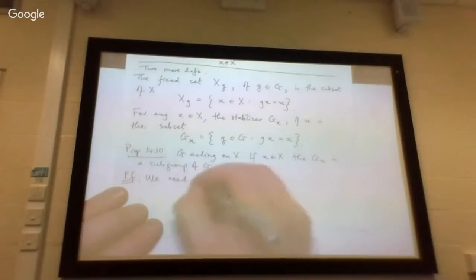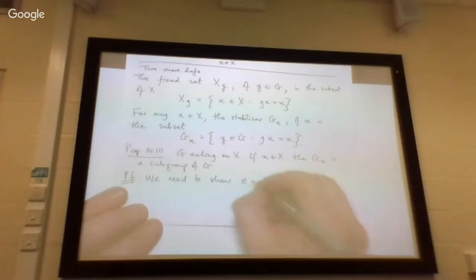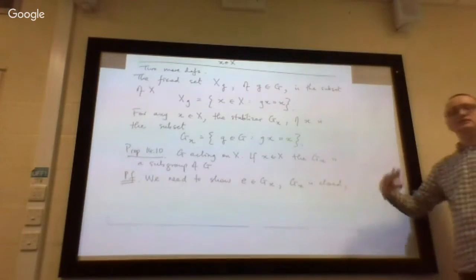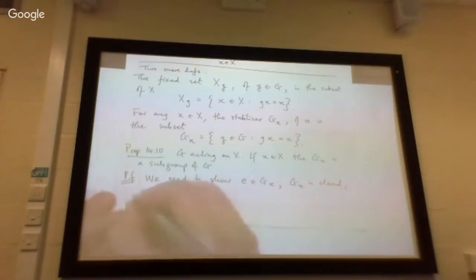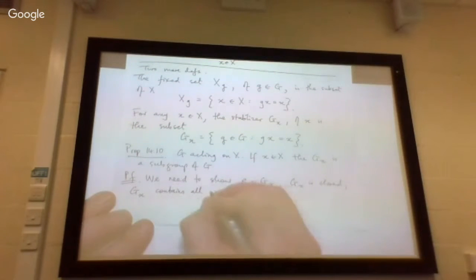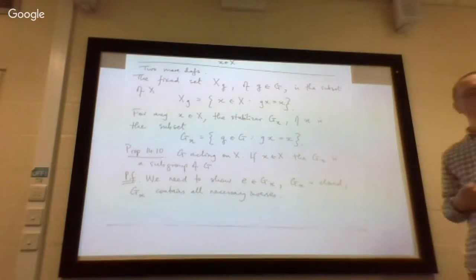is we need to show that the identity element, e, is an element of the stabilizer. We need to show the stabilizer is closed under the operation in the group, and that G_x contains all necessary inverses. These are the 3 things we have to show for the subset to be a subgroup.